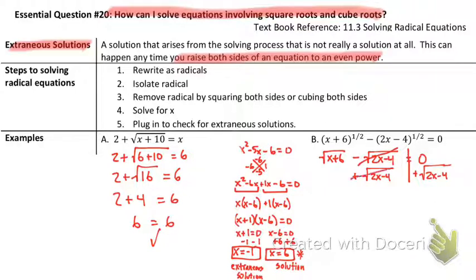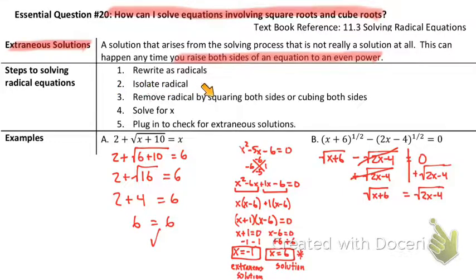These cancel out, and we're left with the square root of x plus 6 equal to the square root of 2x minus 4. Again, step 2 is done because we isolated the radical. Even though they're both isolated, as long as one is isolated, we have done step 2. Okay? So looking at this radical, because this is the one we tried to isolate, since it's all by itself, we can move on to step 3.